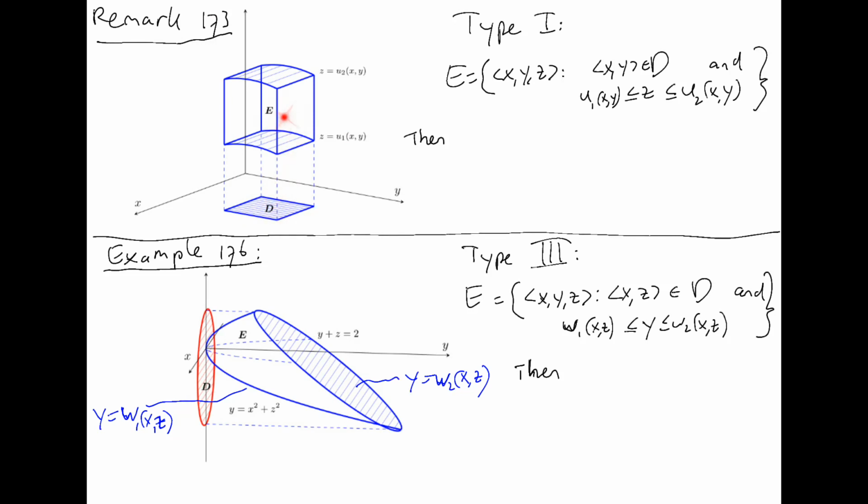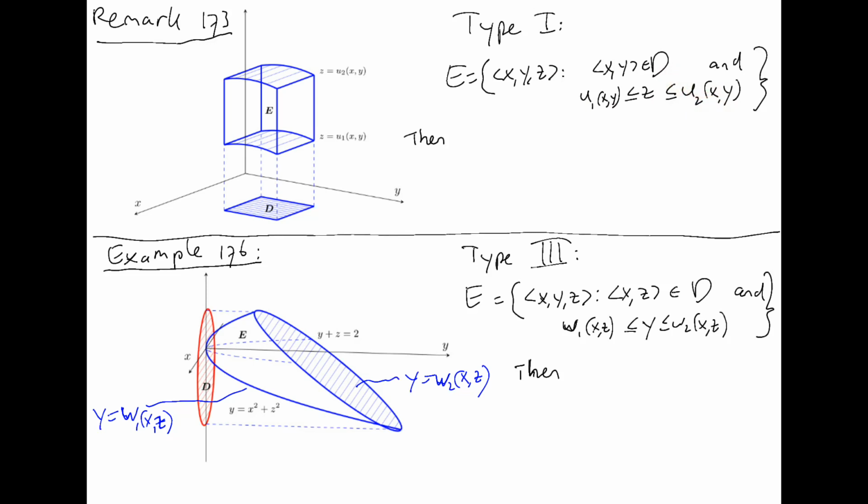And furthermore, the z-coordinate is precisely between these two surfaces. So that's a description of our region E, and we will call this a type 1 description. So, our region E is those points x, y, z, which as I just said, xy is in some region D, which is a region in the xy plane, and z is between two surfaces u1 and u2. So this is what's called a type 1 region.